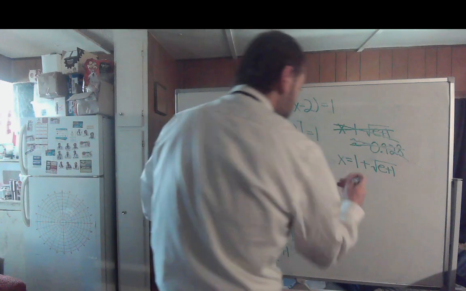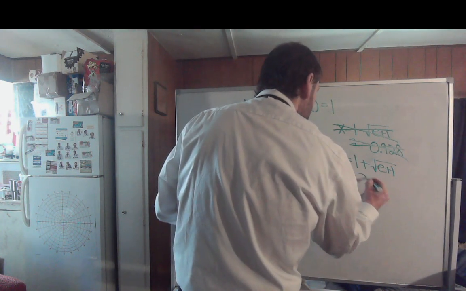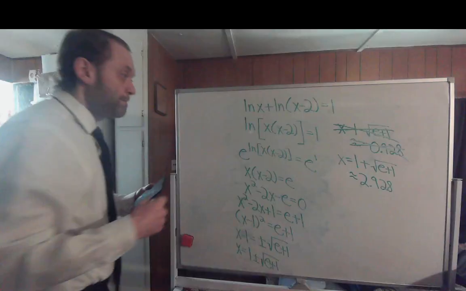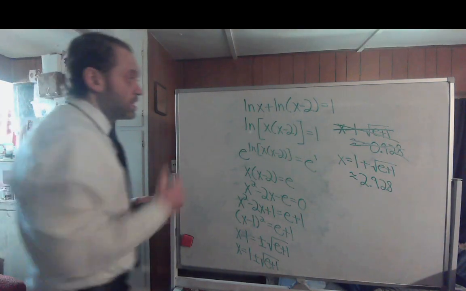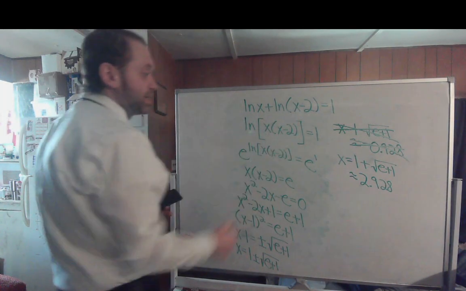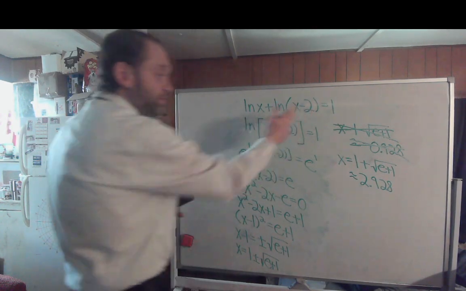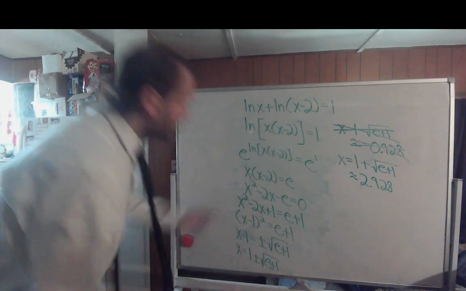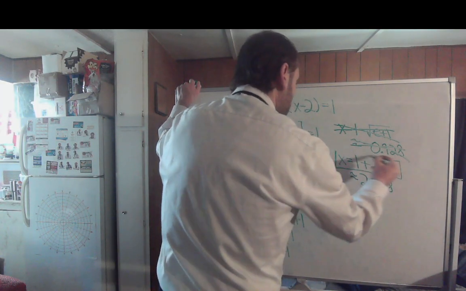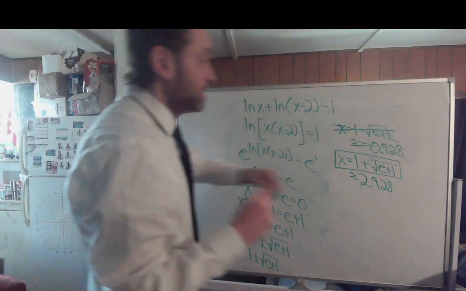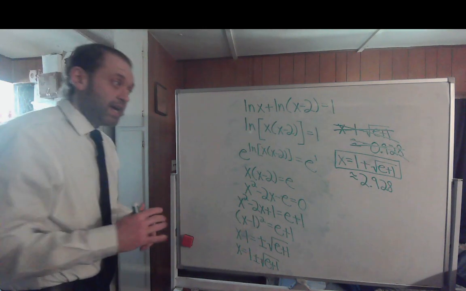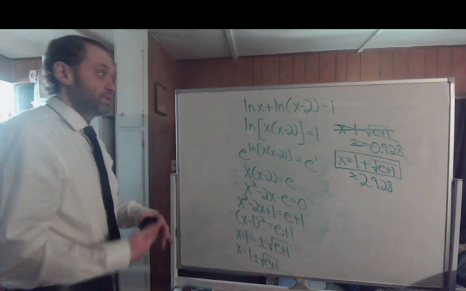That would give you about 2.928. Alright. Well, we know it'll work for the first term. What about the second term? 2.928 minus 2 is 0.928. It's still defined because you have a positive logarithm. So you have only one solution: x equals 1 plus the square root of e plus 1. So this is where you have to check for extraneous solutions.